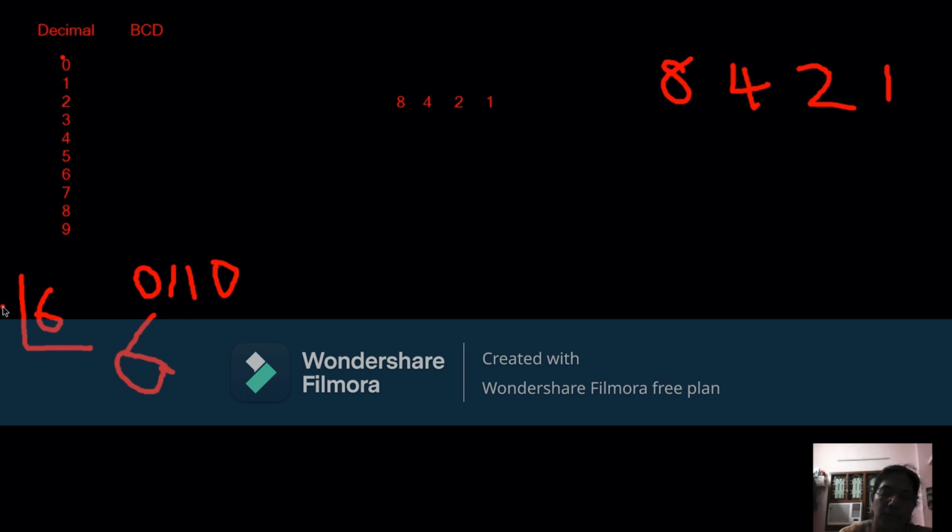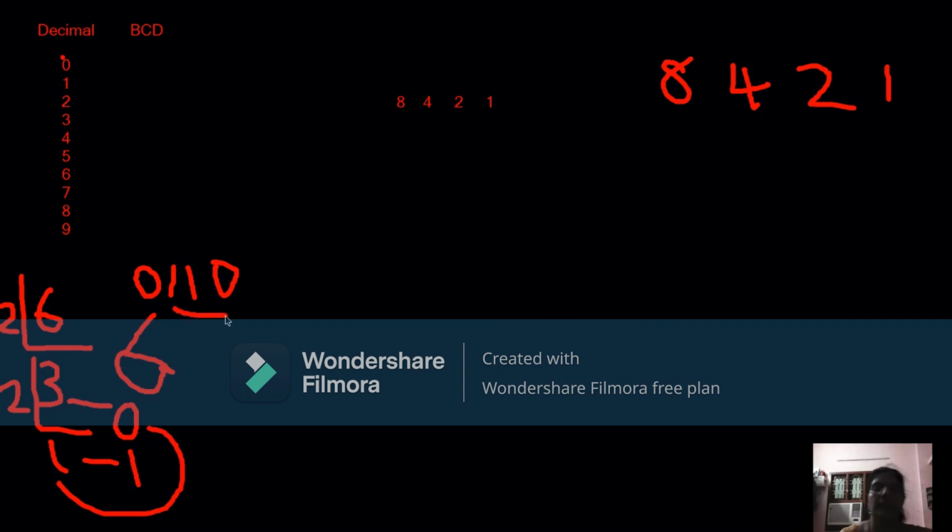What procedure did I already say? You have to divide by 2, because the binary base is 2. So 3 twos are 6, remainder 0. Again this 3 can be divided by 2: 1 two is 2, remainder 1. So this gives 110. This is the pattern we know for calculating binary for a number.